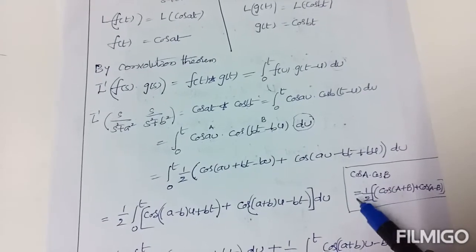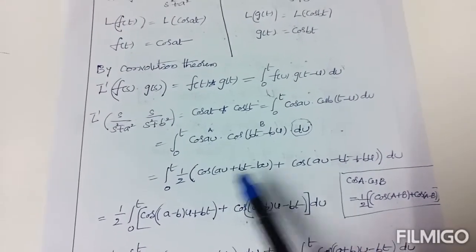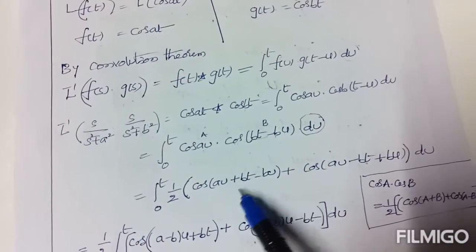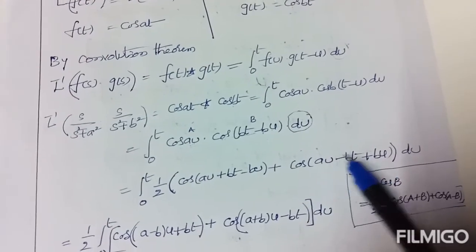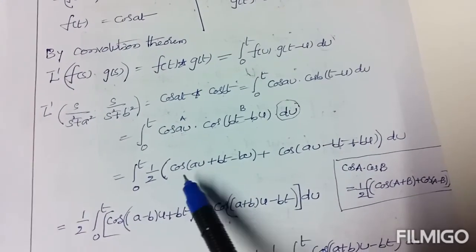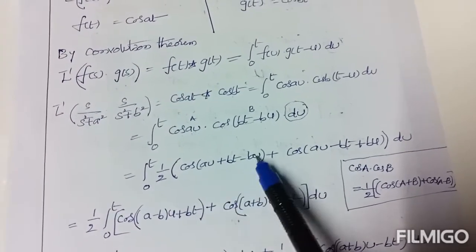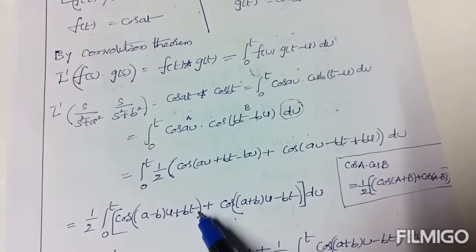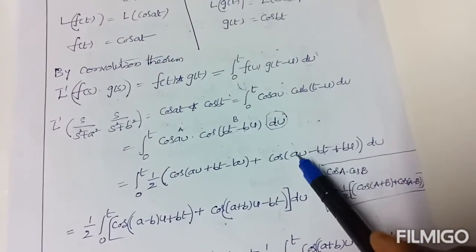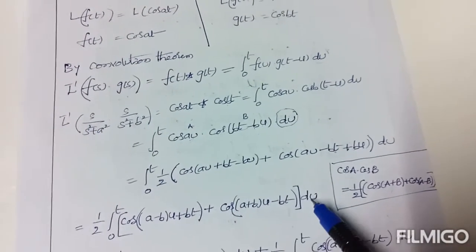Cos A cos B equals 1 by 2 of cos of A plus B plus cos of A minus B. Similarly, integral 0 to t, 1 by 2 of cos of A plus B plus cos of A minus B, into du. Now simplification. Cos of au and bu both have u, so u is common from these two: a minus b of u plus bt, plus cos of, here these two have the same u, u common from these two: a plus b of u minus bt, into du.